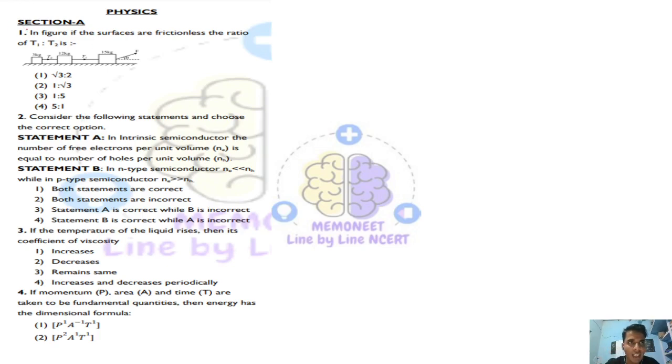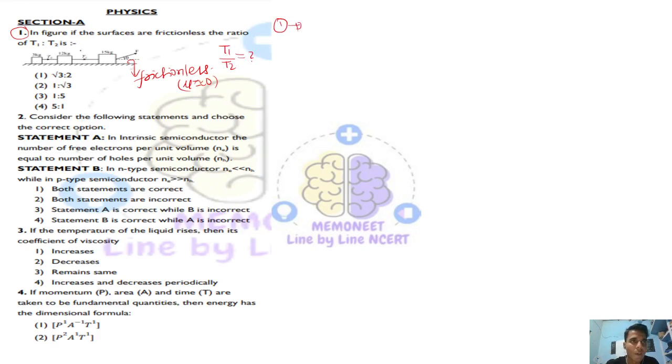As you can see in the first question, first we will understand the question. In the figure, the surfaces are frictionless, meaning there is no friction, so mu is almost equal to 0. It is asking about the ratio of T1 by T2. So let's solve it.